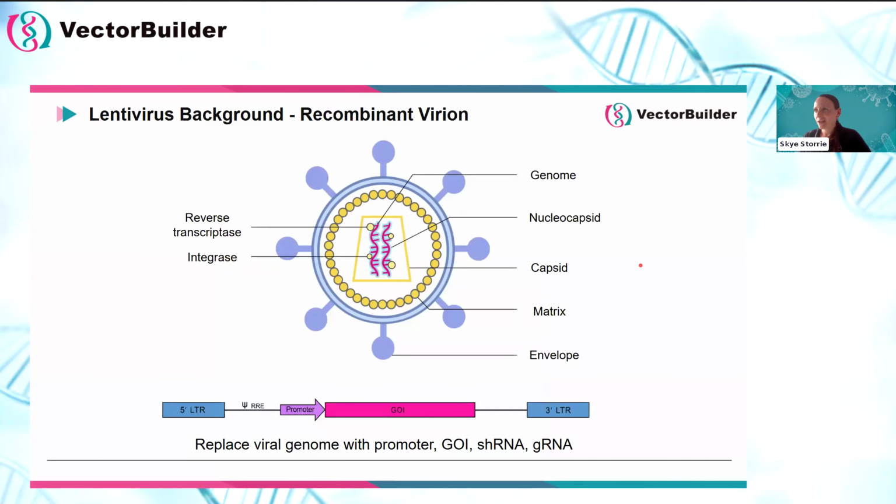So how do we take this natural system and harness it to deliver our specific gene of interest, or if we want to carry out RNA knockdown, shRNA, or if we want to do CRISPR, then gRNA. So to do this, we replace the viral genome with our gene of interest, driven by a promoter of our choosing. And we insert this between the 5' and 3' LTRs, because, as I said, these are really important for transcription. We also want to keep the packaging signal and the rev responsive element as well, because again, this is really important for packaging.